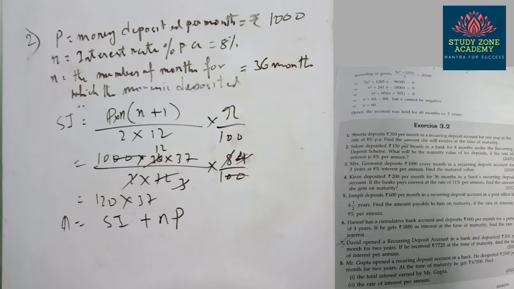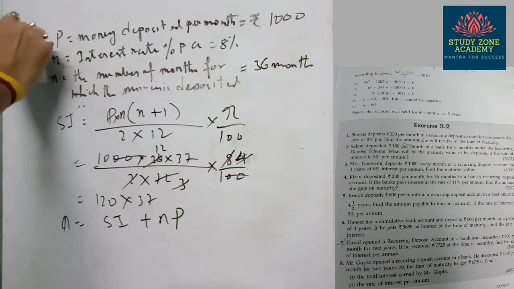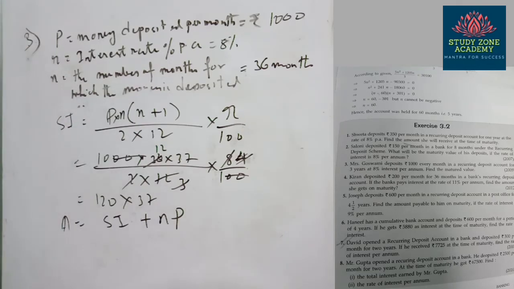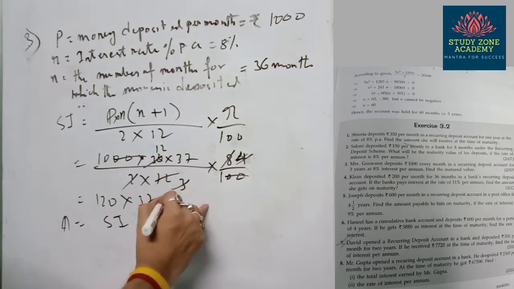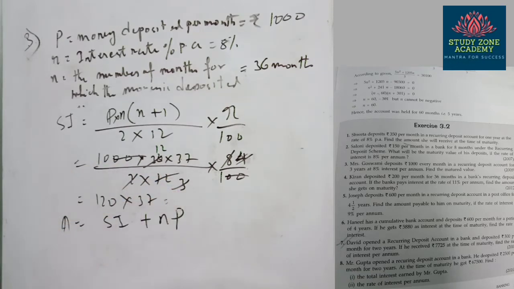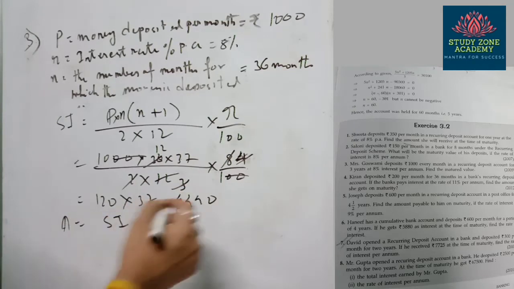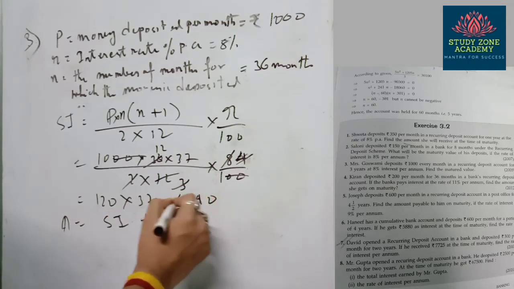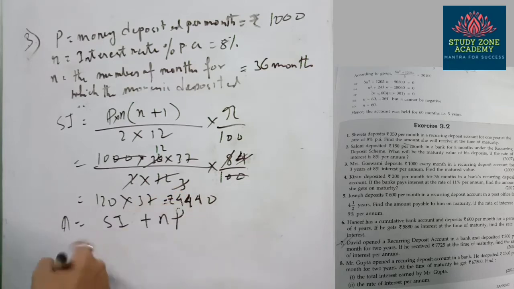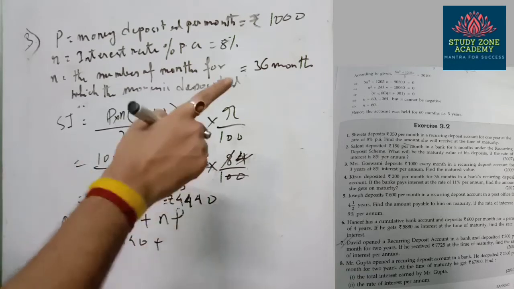Let us move on to the next sum. Oh, I've mistaken here again. It'll be question number 3. Okay, let me complete this calculation as I've done this. It will be 0, 4, 0, fine. So it will be rupees 4,440. Add them up. N into P.